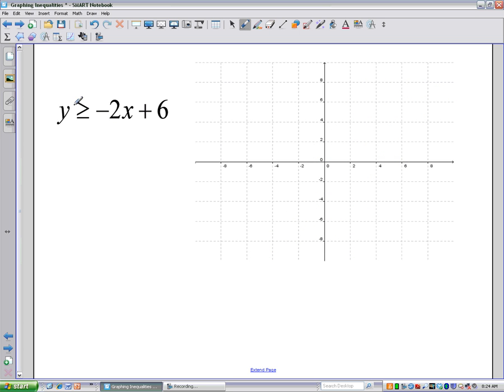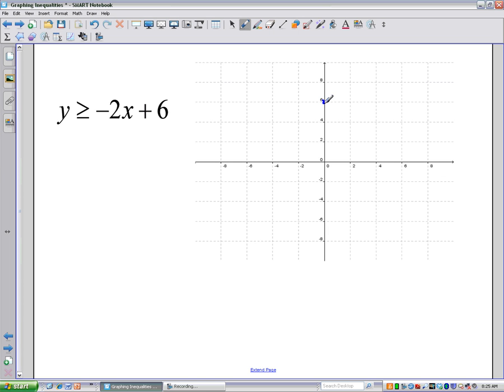Negative y is greater than or equal to negative 2x plus 6. You want to pause and try to do this yourself, and then join back in, and we'll do it together. This gives you a little time to just check your work. Okay? All right, welcome back. I don't know if you really paused or what happened, but we're going to go with it.